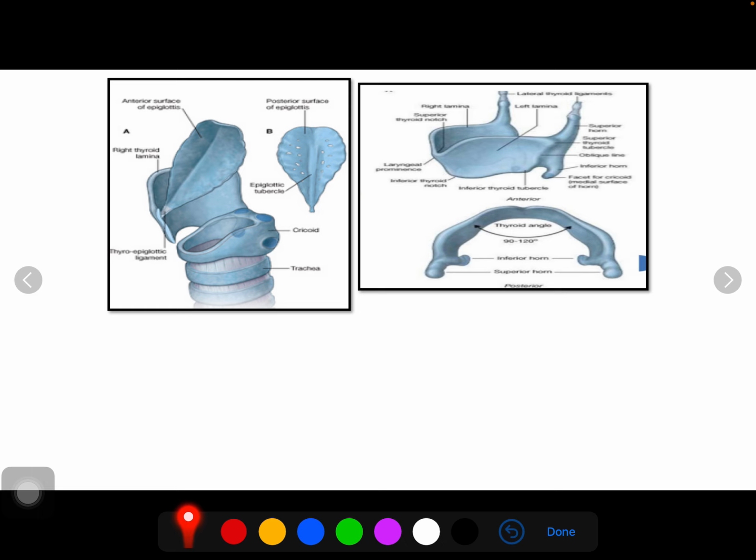The oblique line: there is an oblique line on the external surface of the lamina that gives attachment to thyrohyoid, sternothyroid and thyropharyngeus, which is a part of the inferior constrictor muscle. The upper margin gives attachment to the thyrohyoid membrane. The lower margin gives attachment to the conus elasticus in the midline and to the cricothyroid muscle on either side.